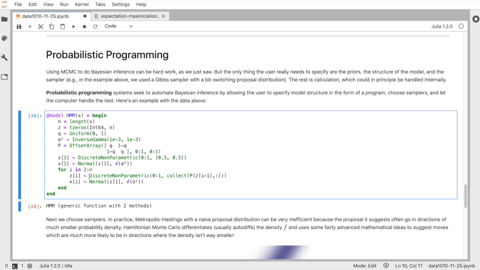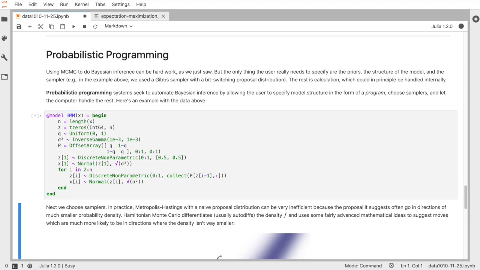For each i from 2 to n, we take zi and draw it from another discrete non-parametric distribution with possible values 0 and 1, and whose probabilities are given by the appropriate row of P. So if the previous step was 0, we're going to be pulling from the first row, and if the previous step was 1, we'll be pulling from the second row. And then after we have each z, we can say that the corresponding x is drawn from a normal distribution with that mean and the specified variance. And then that's it. We don't have to return anything.